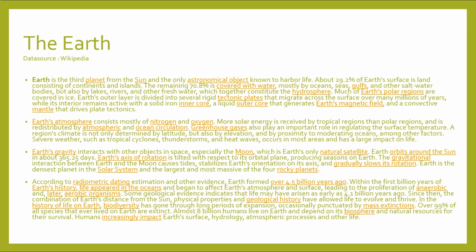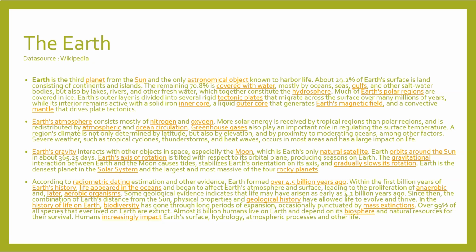Earth's atmosphere consists mostly of nitrogen and oxygen. More solar energy is received by tropical regions than the polar regions, and is redistributed by atmospheric and ocean circulation. Greenhouse gases also play an important role in regulating the surface temperature. A region's climate is not only determined by latitude but also by elevation and proximity to the moderating oceans, among other factors. Several weather phenomena, such as tropical cyclones, thunderstorms, and heat waves, occur in most areas and have a large impact on life.